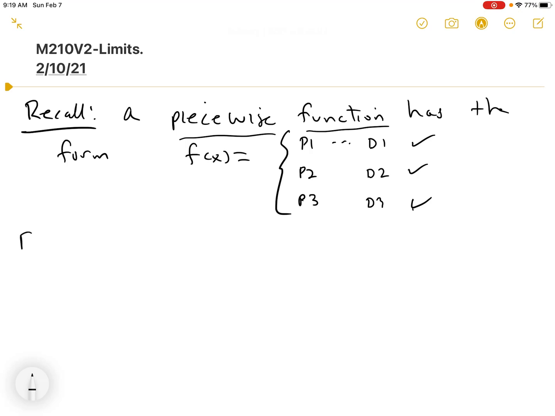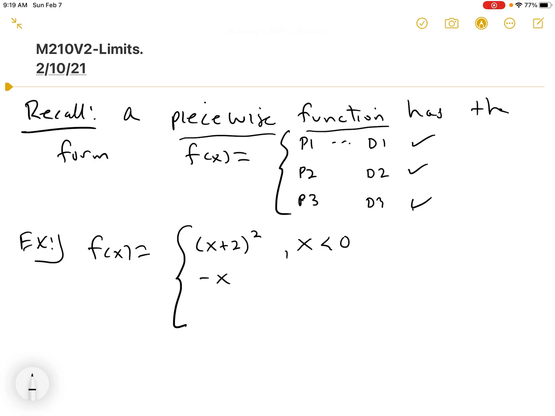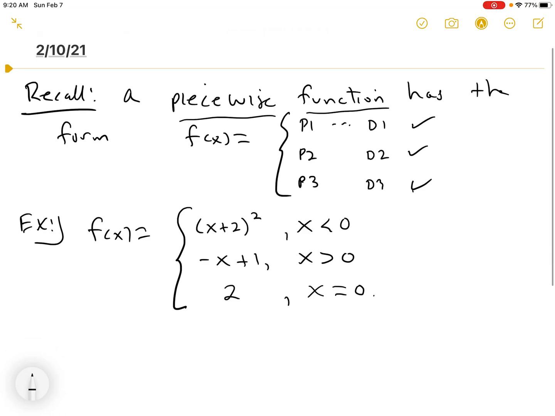So for example, consider the piecewise function here. It's got 3 pieces. The first piece is a parabola, and its domain is minus infinity to 0. The second piece is a line, and its domain is 0 to infinity, non-inclusive. And then we have the point 2 at x equal 0. So 3 pieces. And we're going to graph these.